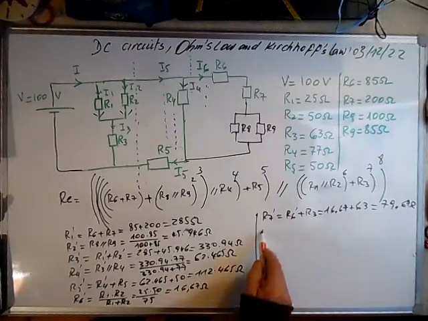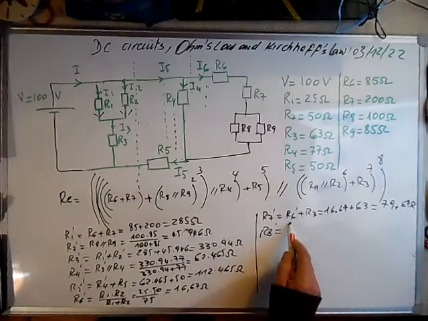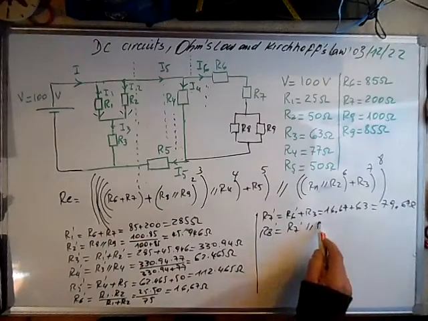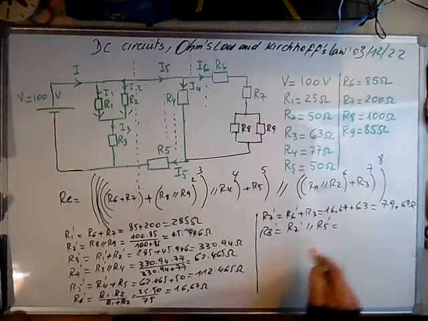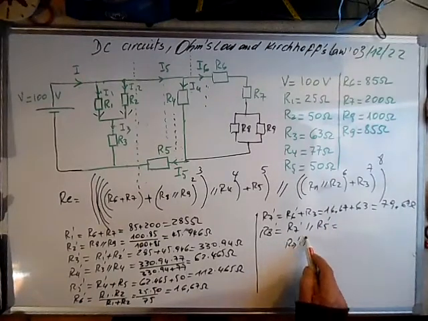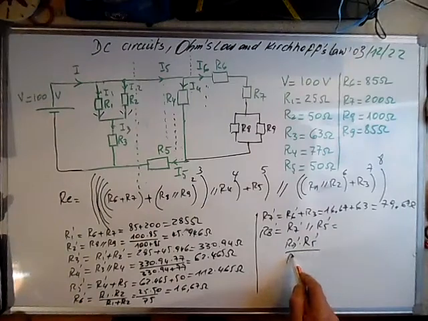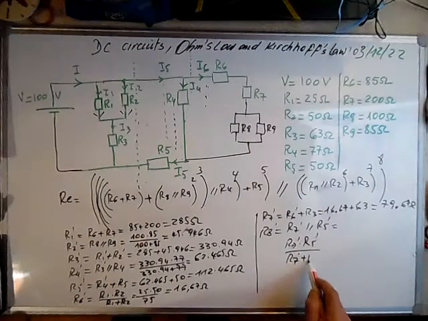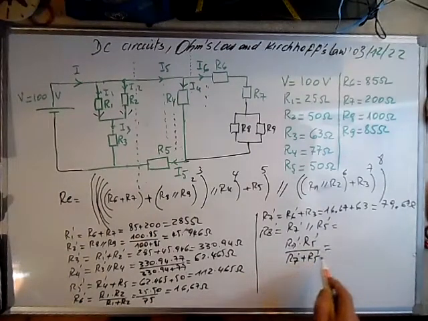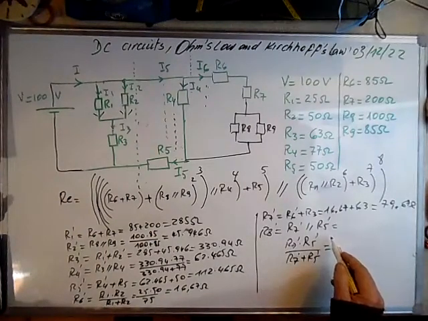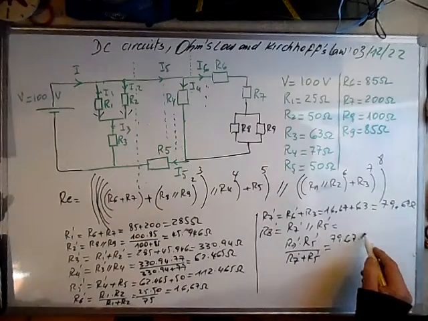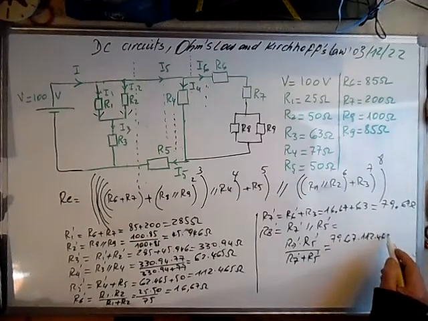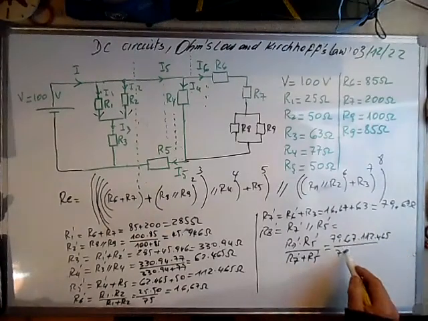Now we calculate R8 prime. This is R7 prime in parallel with R5 prime, and this is R7 prime times R5 prime over R7 prime plus R5 prime. I will give you the result. This is 79.67 times R5 prime, 112.465, over the sum of the two.